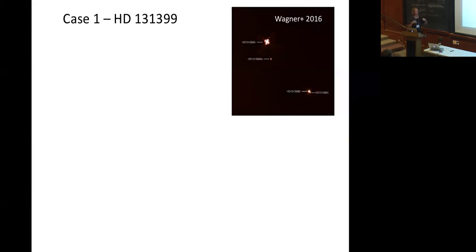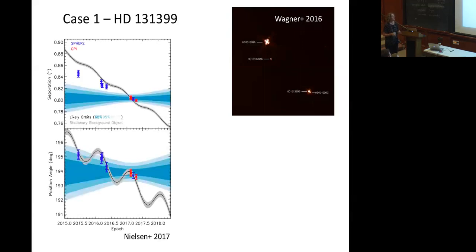So for the rest of the talk, I'm just going to give you a couple of case studies. Here's a case of a directly imaged planet candidate around HD 131399. There's the candidate. It's in this really interesting triple system. There's a binary M dwarf system here. Here's the primary star, and there's the planet.